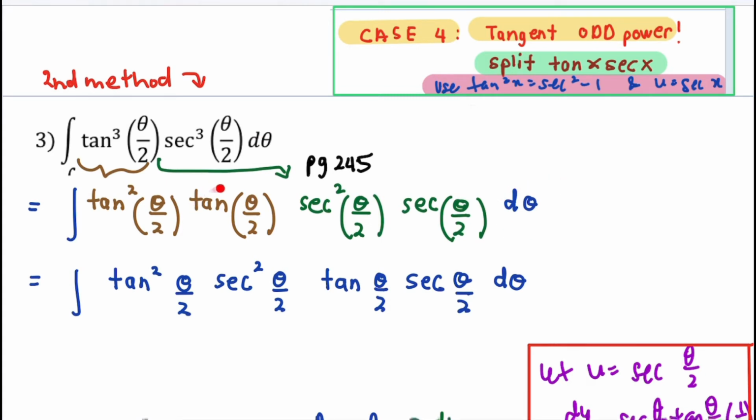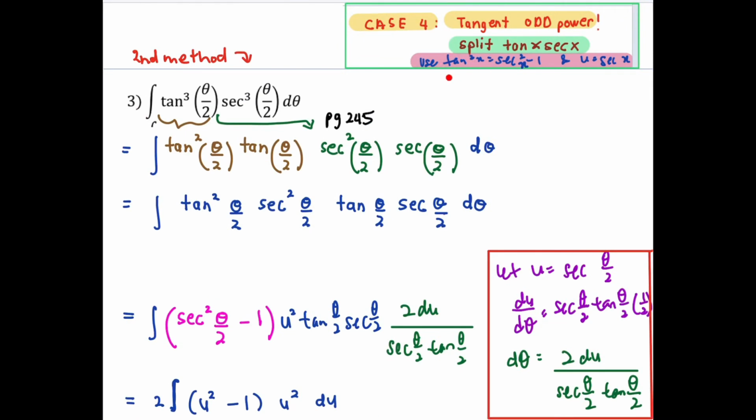So here, it is very clear that you have successfully prepared the factor of tangent x and secant x. Let's take it and put it at the end here, and rewrite back tangent squared theta over 2, secant squared theta over 2, and this is your tangent theta over 2, secant theta over 2, and rewrite back your d theta. So we have followed this step. We have split them.